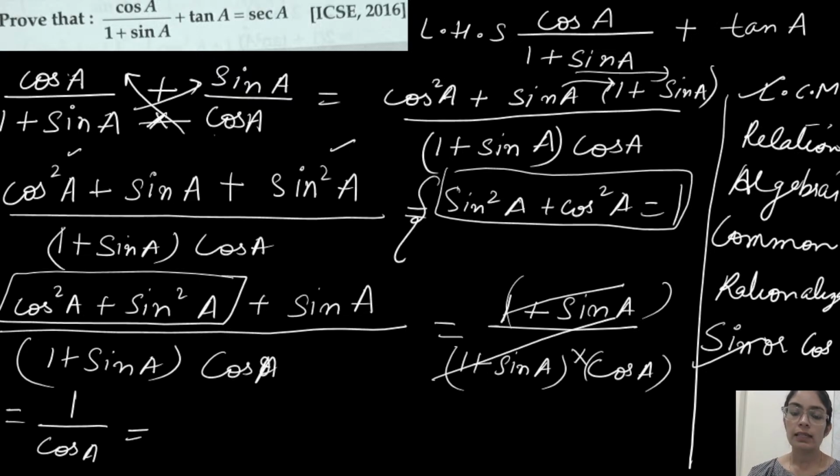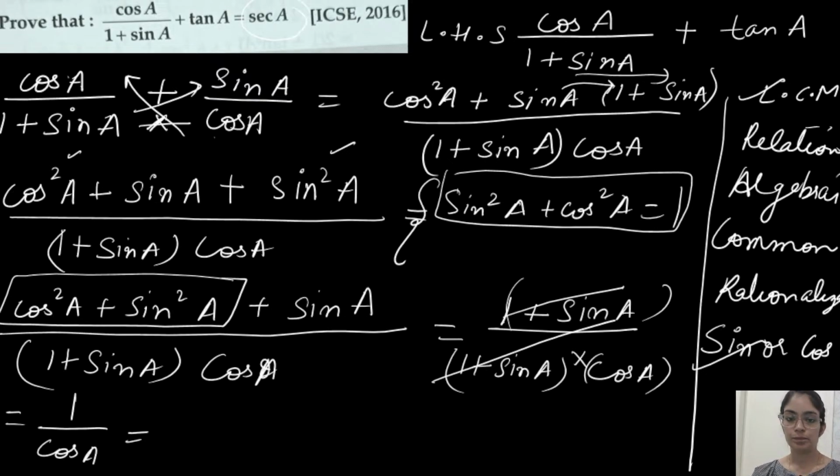So 1 by cos A, again we have to look at what is there at the right hand side. The right hand side has secant A. And we know 1 by cos A is equal to secant A. It's a reciprocal relation. At the starting of the question, I explained it to you.